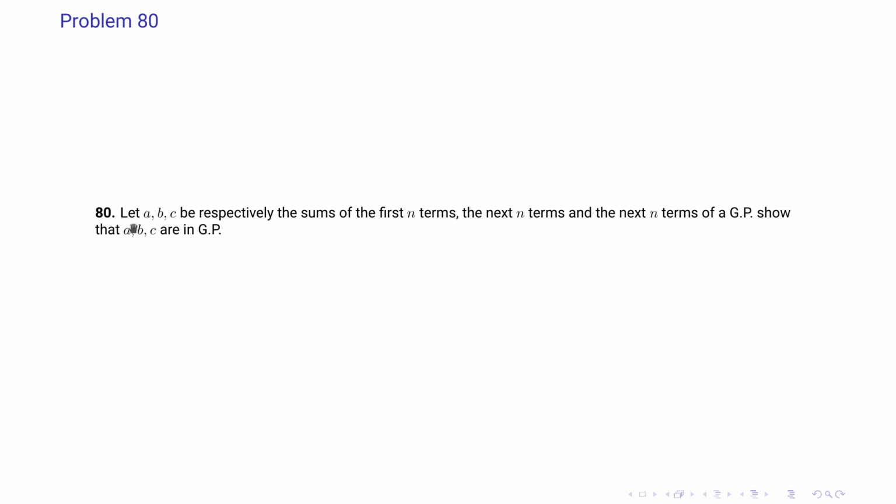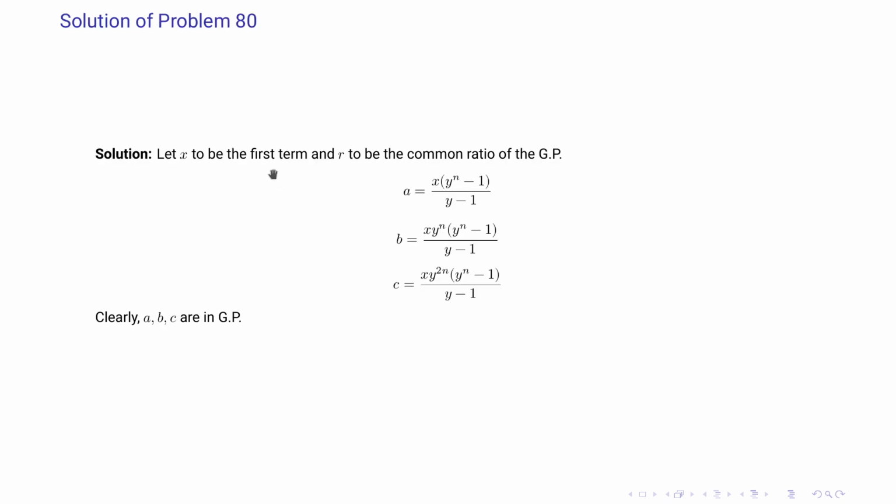Problem 80 says that let A, B, C be respectively the sum of first n terms, the next n terms, and the next n terms of a GP. Show that A, B, C are in GP. So clearly, if we choose x as the first term and y as the common ratio, then A is equal to x multiplied with y to the power n minus 1 by y minus 1. We have chosen y as the common ratio, not r.